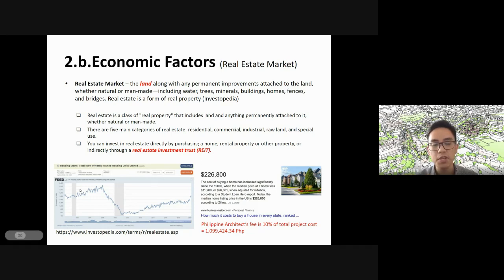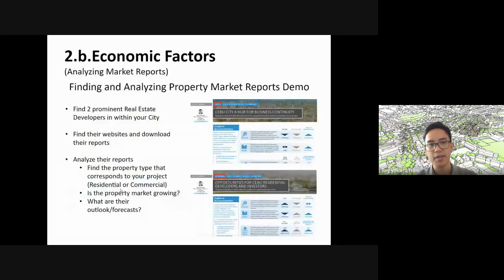We'll be looking at some historical data of prices of houses. I don't think we will have one as clean as this, but I'll do some research and I will also have some readings on the topic. And then there are other tools or resources available online. We have property market reports specifically for your local community.